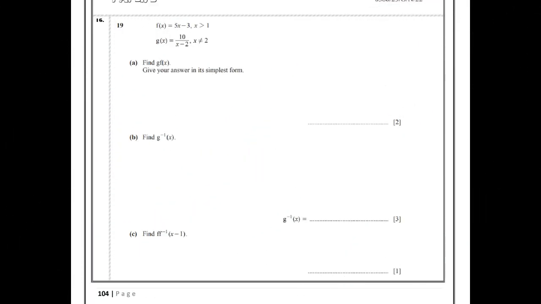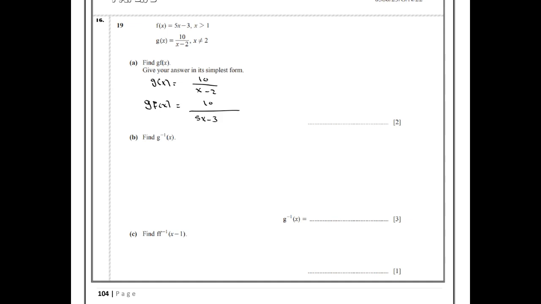Question 19 in October, November 22, variant 3. Find g f of x. We have to write the function g of x equal 10 over x minus 2, then replace every x with the function f.